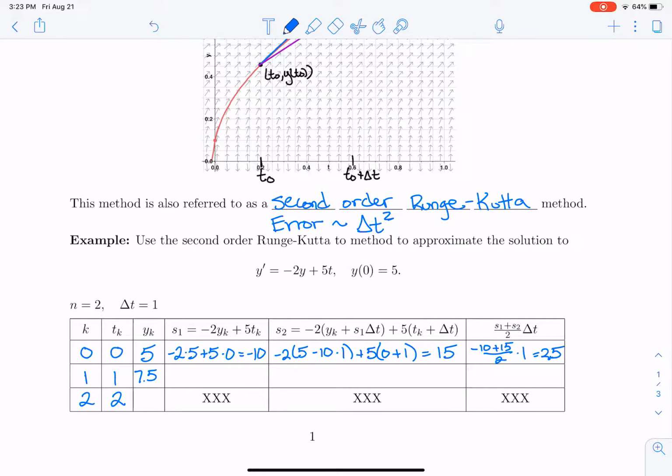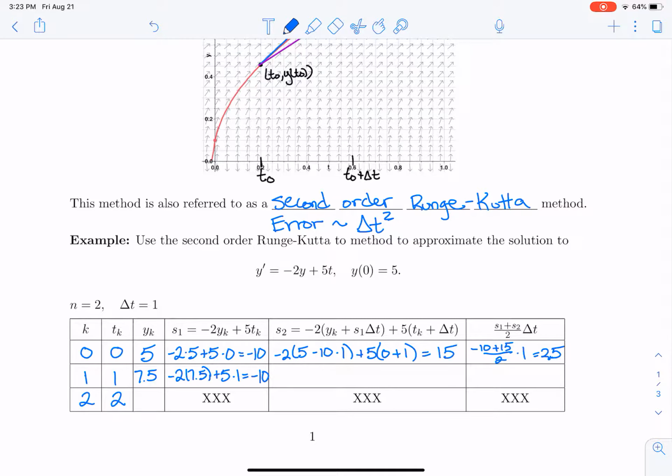Okay, so our new slope is going to be our negative 2 times our y. Our y in this case is going to be 7.5. And then we're going to add to it 5 times 1. So that's actually going to give us a negative 15 plus 5. So that's a negative 10. So again, we get a first slope as negative 10.